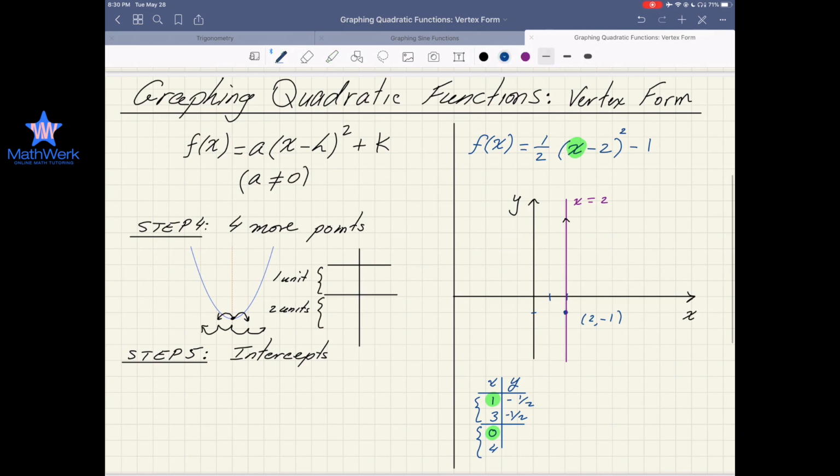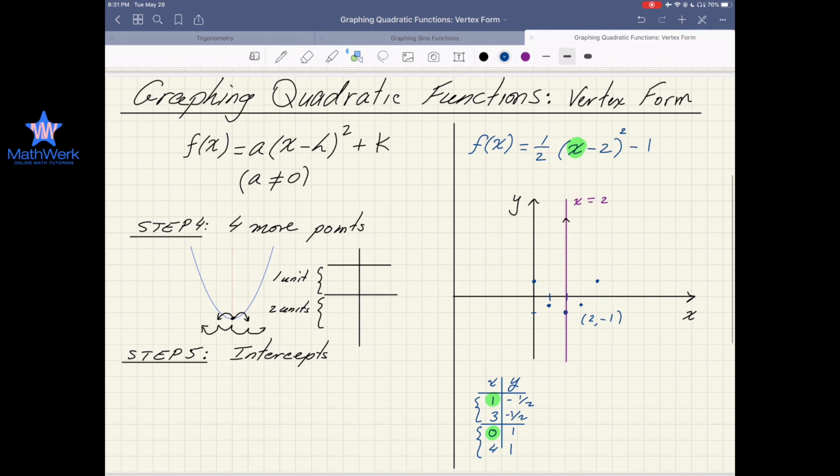If we plug in 0 into our function, we end up getting 4 times half, which is 2, minus 1 is 1. And again, because of symmetry, at 4, the value is going to be 1. So now let's plot our points. 1 comma negative half is right here, and 3 comma negative half is right here, and then 0 comma 1 is right here, and then 4 comma 1 is right here. So there you go.